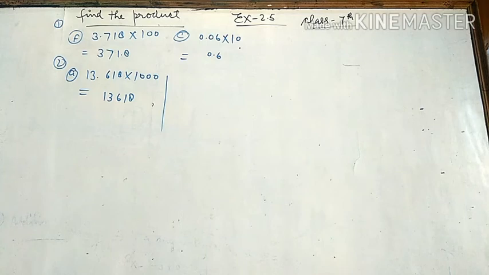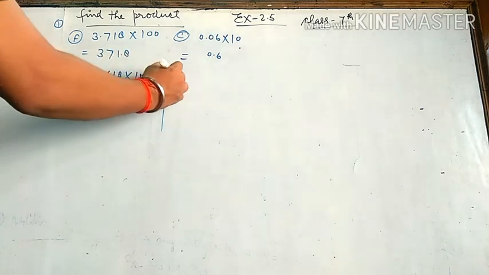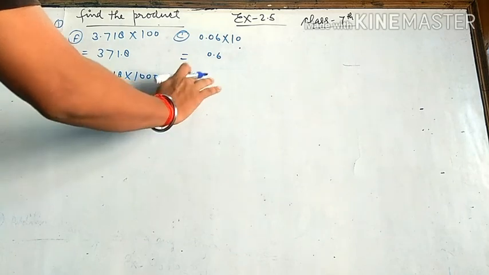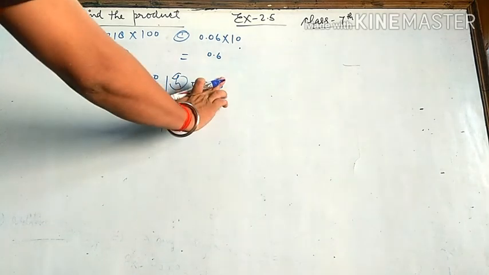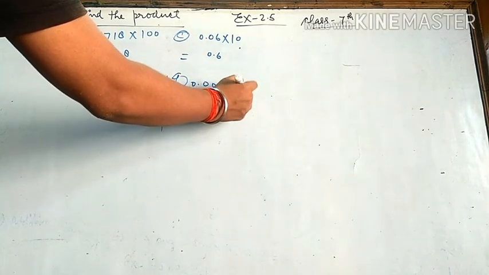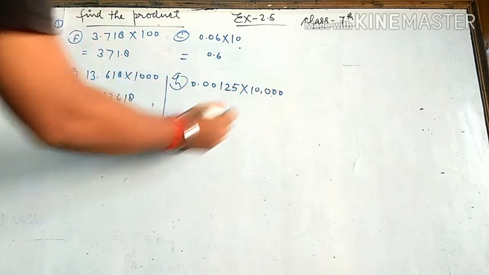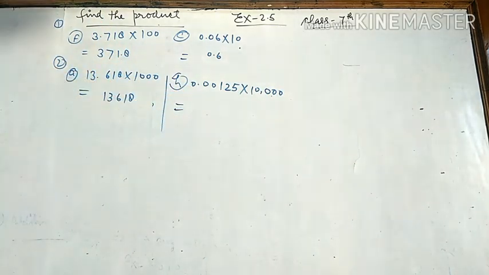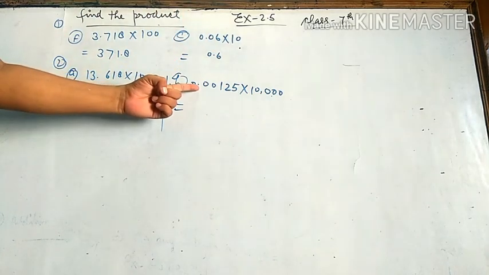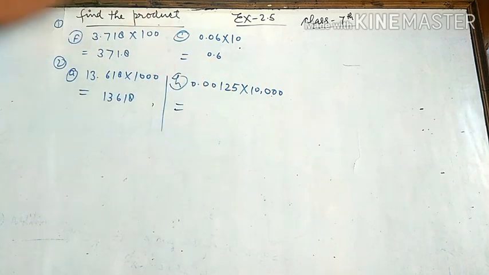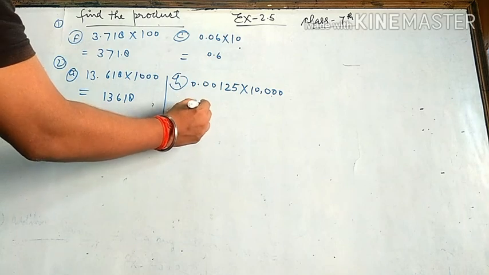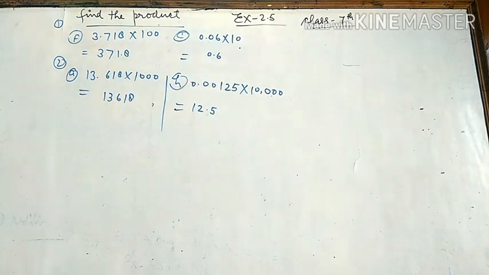Next question is H: 0.000125 multiplied by 10,000. Okay, so there are 4 zeros. So we will shift the decimal 4 digits, 1, 2, 3 and 4, which means the decimal will come after 12, and these zeros will be removed. So we will write 12.5. This is your answer. Understand?